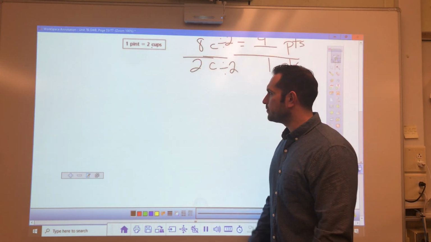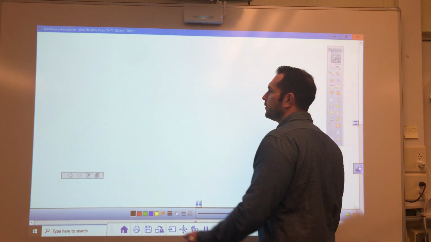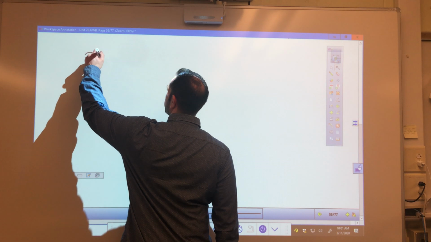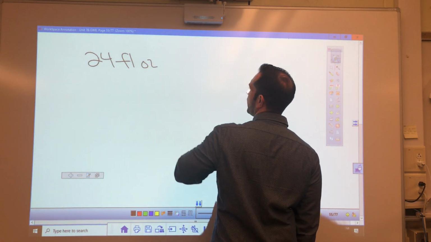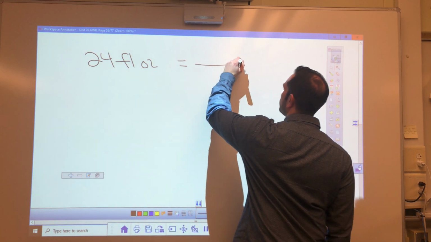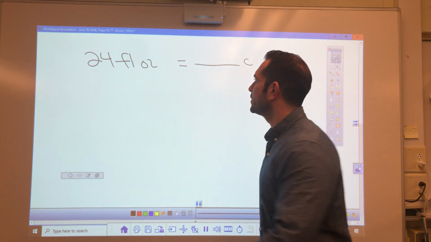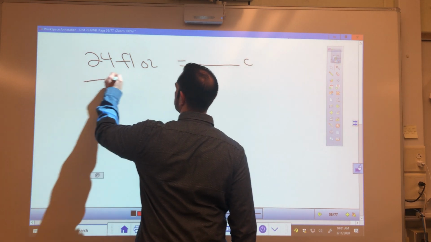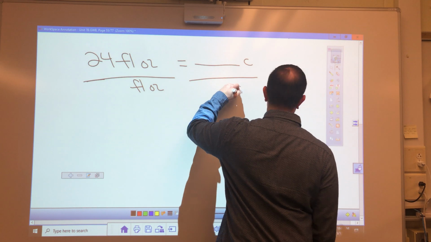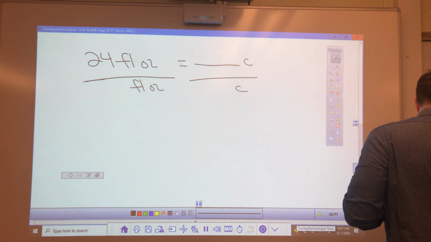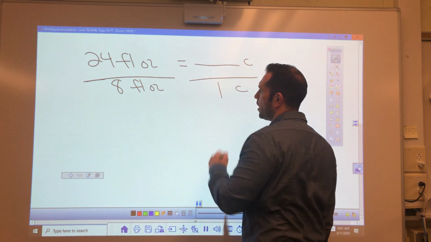Now the one I was talking about is fluid ounces, and this is my favorite to talk about. I always say, I drink 24 fluid ounces of coffee a day. I want to know how many cups that is, because even though it's in a cup, that is not 1 cup. So I need to do fluid ounces with fluid ounces, cups with cups. So I know that there's 8 fluid ounces in 1 cup.